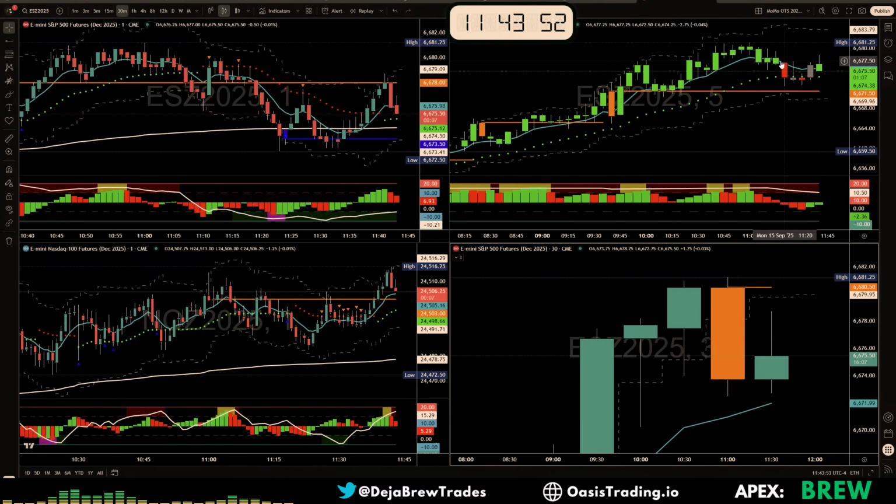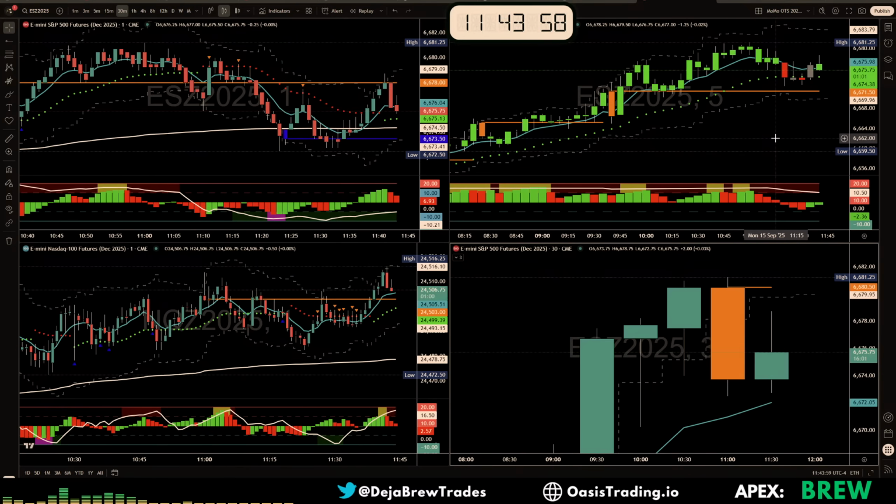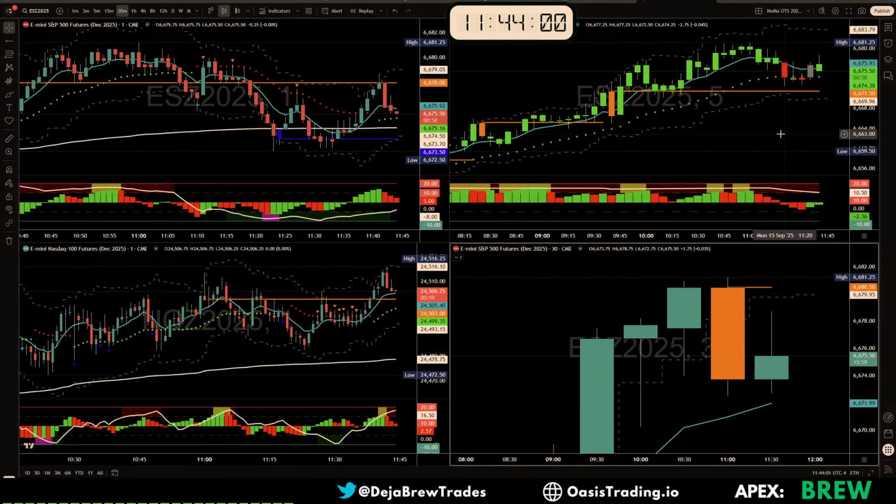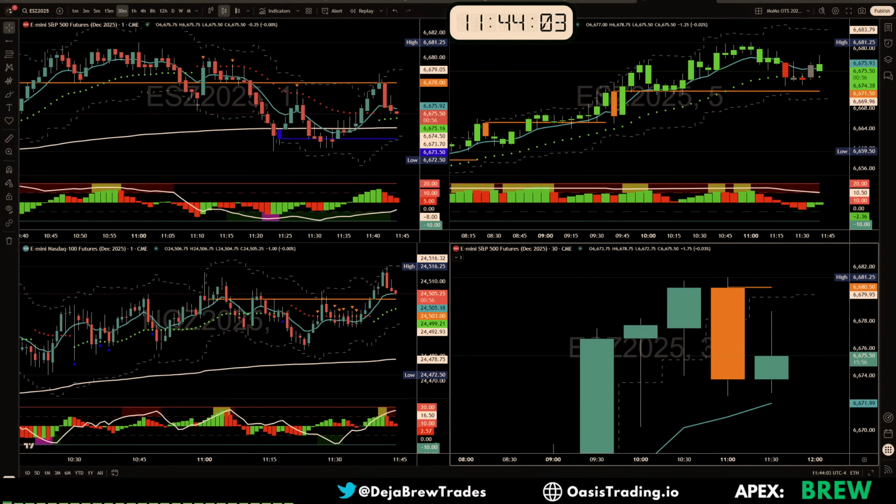If it confirms this lower high here, it will get a lot weaker. Then if it puts in a lower low, then the trend is dead. All right, so that's what we're keeping an eye on.